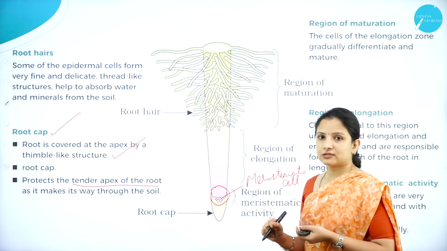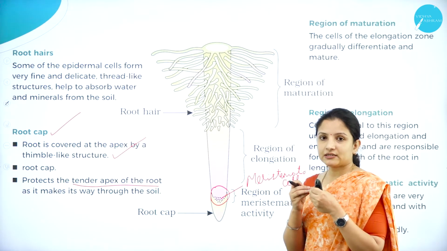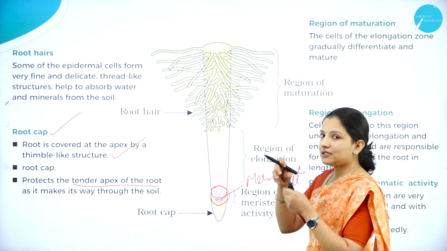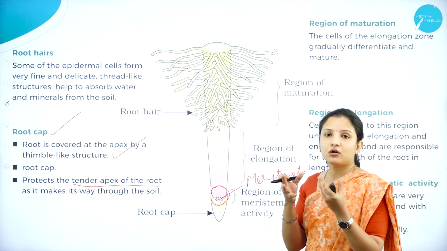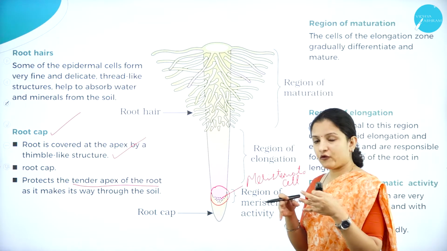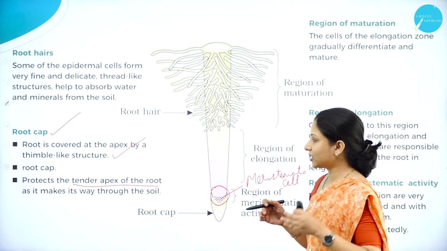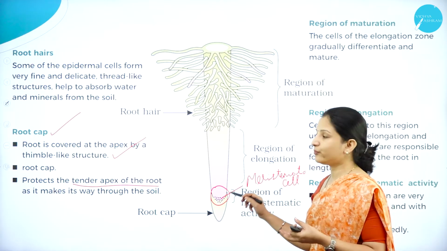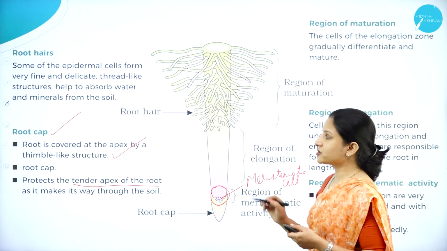So what it means is that, as I told you, actively dividing cells will be there. Those actively dividing cells will be very fragile because they are newly formed cells, right? Once these cells keep on dividing and the root enters into the soil, it will have to pass through a lot of substances which may cause harm to these newly formed cells. Therefore, in order to protect these cells, the root cap is very, very important. The root cap protects the tender apex of the root, that is the tender tip of the root, as the root grows along through the soil. So this is the function of the root cap.